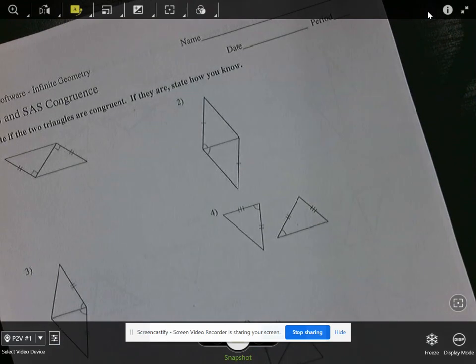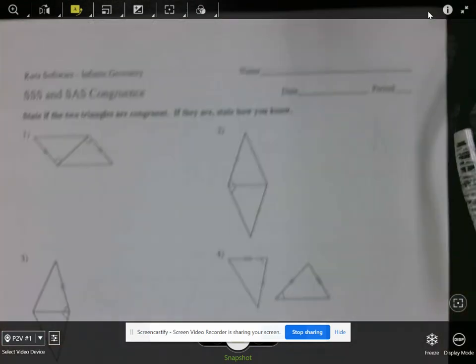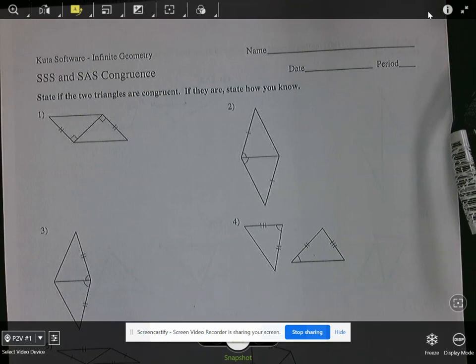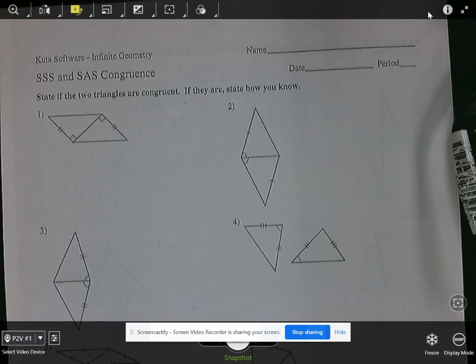Okay, so pretty much what I'm going to do is go through and make the answer key while you're here, and I'm going to show you some shortcuts that I would have taken so that you can do the same thing when it's time for you to do your assignment.